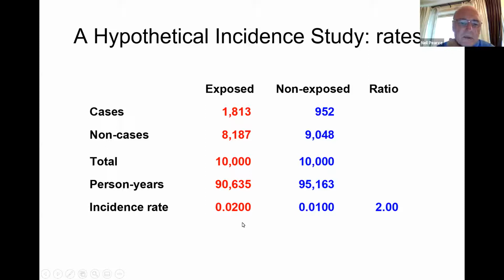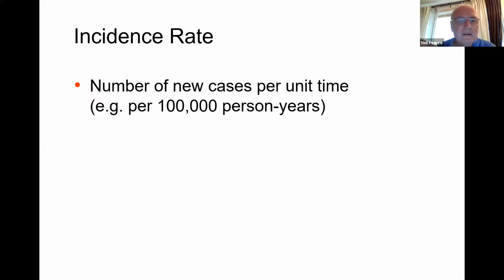And in this hypothetical example, the incidence rate is 0.02 in the exposed group, it's 0.01 in the non-exposed group, and the rate ratio is 2. So that's the second thing we can calculate in a cohort study. It's the number of new cases per unit time. And this is something we can calculate just by counting up the cases and counting up the person years. And there's a formula we can use to take the incidence rate and estimate what the risk would have been if everyone had been followed for the whole 10 years and not lost to follow-up.